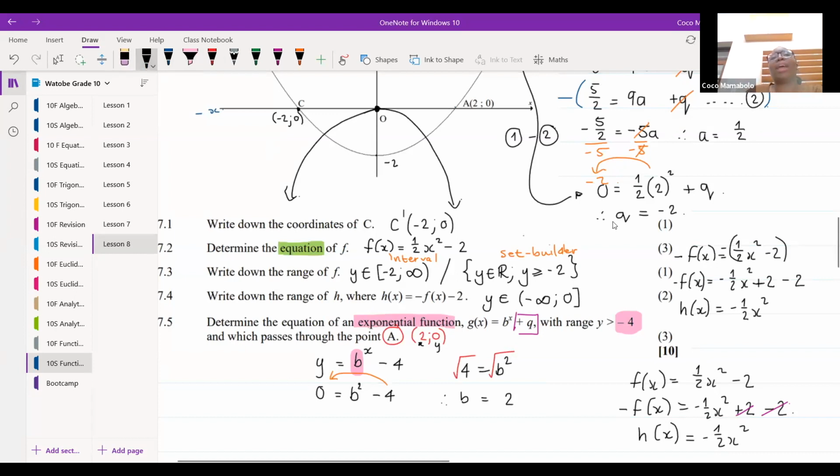All right, so now I can put my equation together. G of x is equal to 2 to the power of x minus 4.